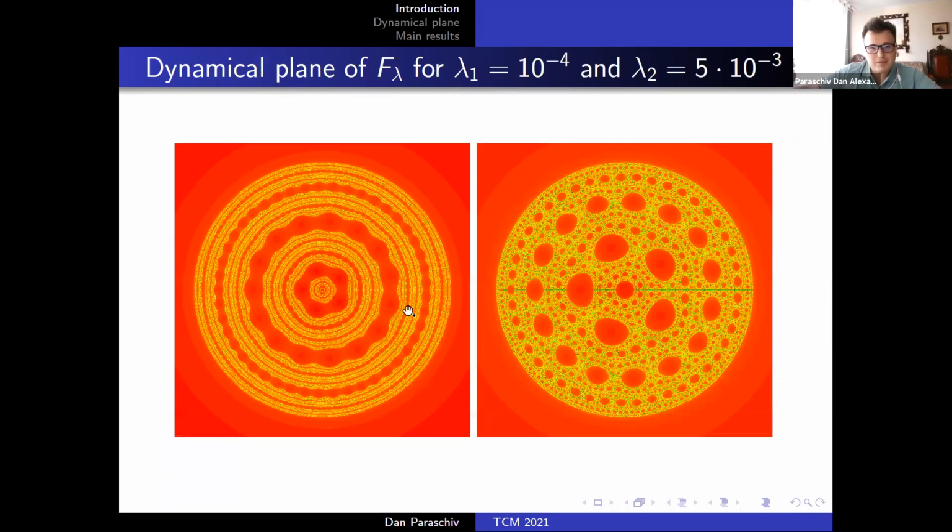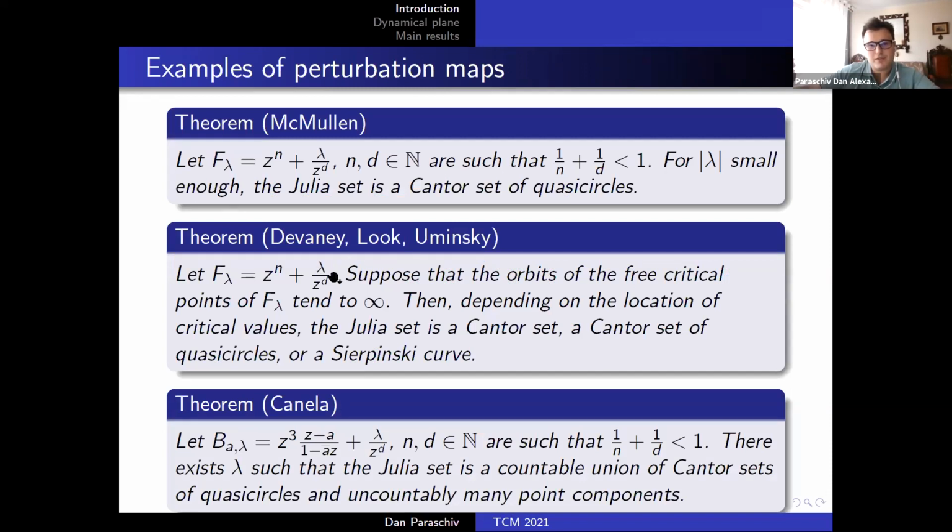In this image on the left, we have a Cantor set of quasi-circles, and on the right, we have a Sierpinski curve. A Sierpinski curve is a set which is homeomorphic to the Sierpinski carpet fractal. And it arises naturally from the iteration of z to the power of n plus lambda over z to the power of d.